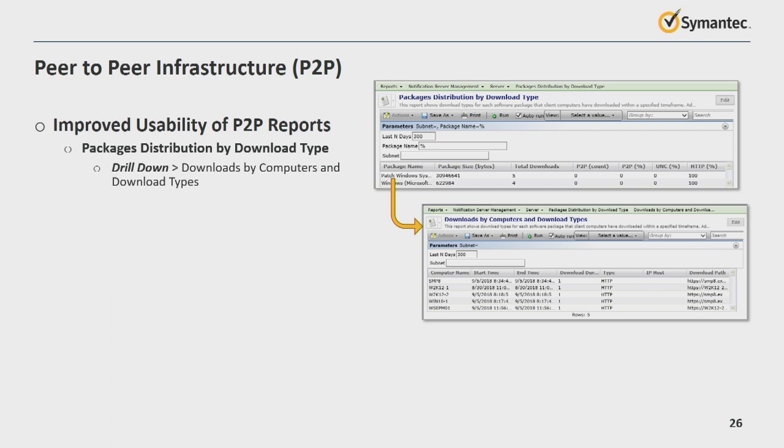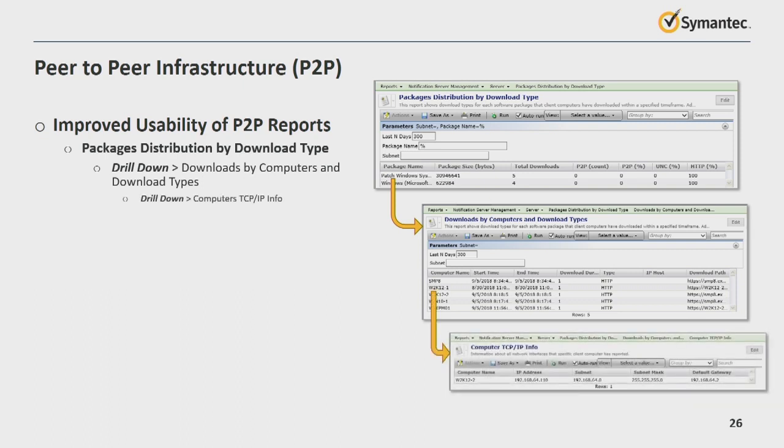It drills down into the downloads by computers and download types, which drills into the computers and TCP info, which is just basically saying it's that machine if you have to go that far. Okay, very simple reports, but they're very useful if you're trying to understand what your P2P is doing and all other methods.